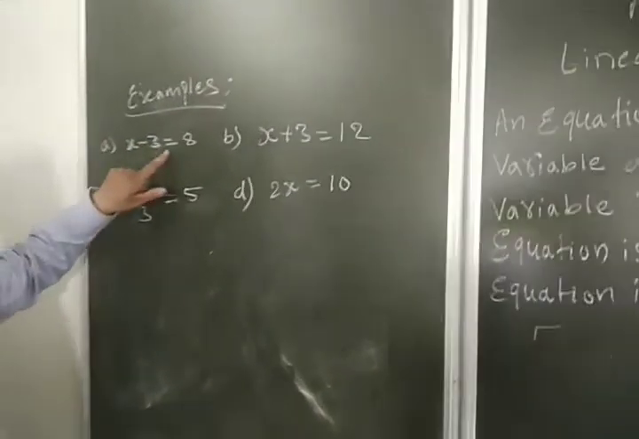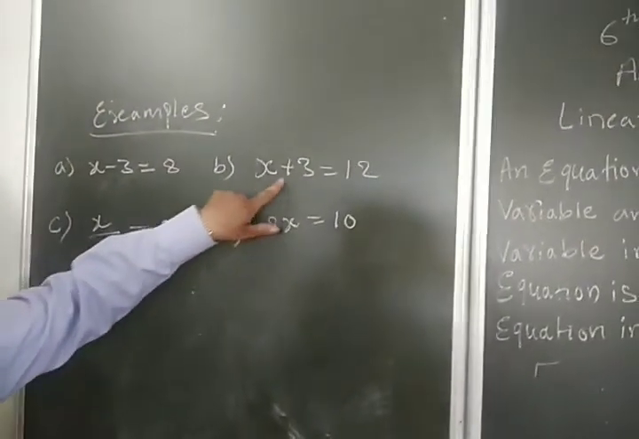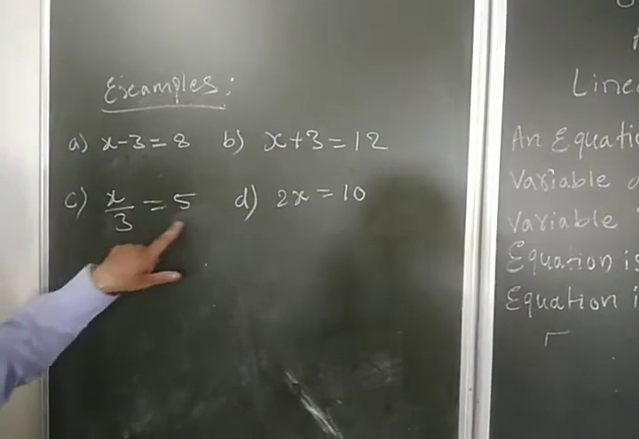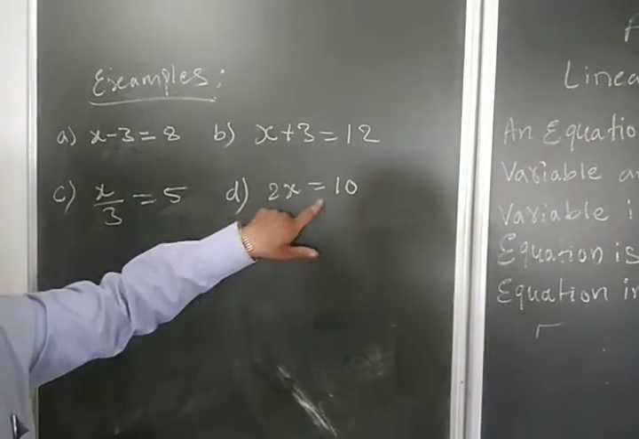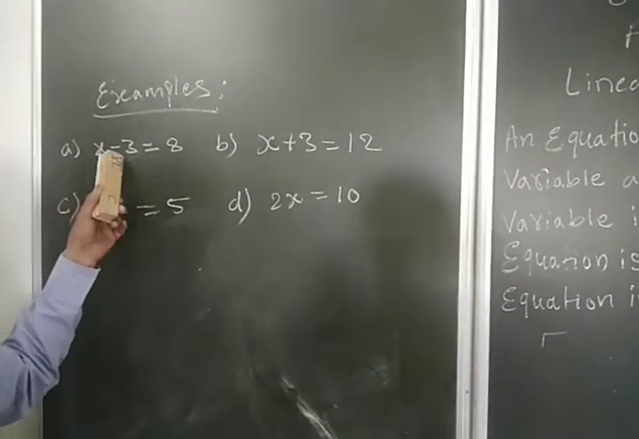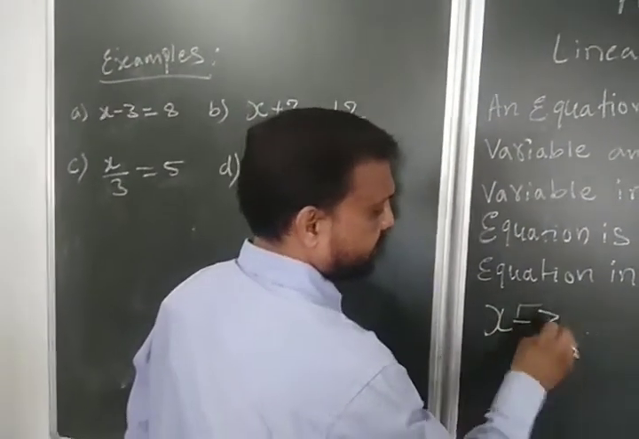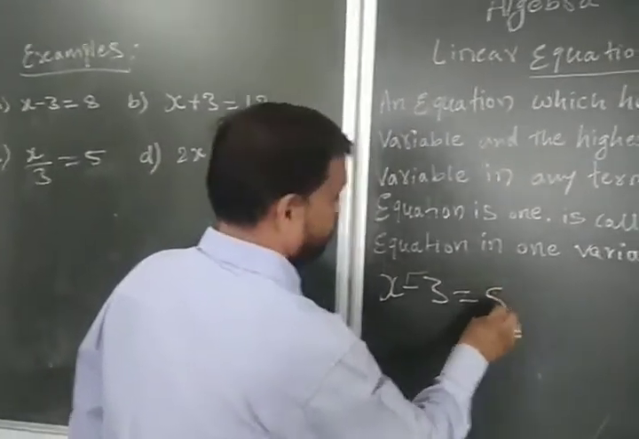Here I written some examples. X minus 3 is equal to 8. X plus 3 is equal to 12. X divided by 3 is equal to 5. And 2x is equal to 10. First we will take x minus 3 is equal to 8.